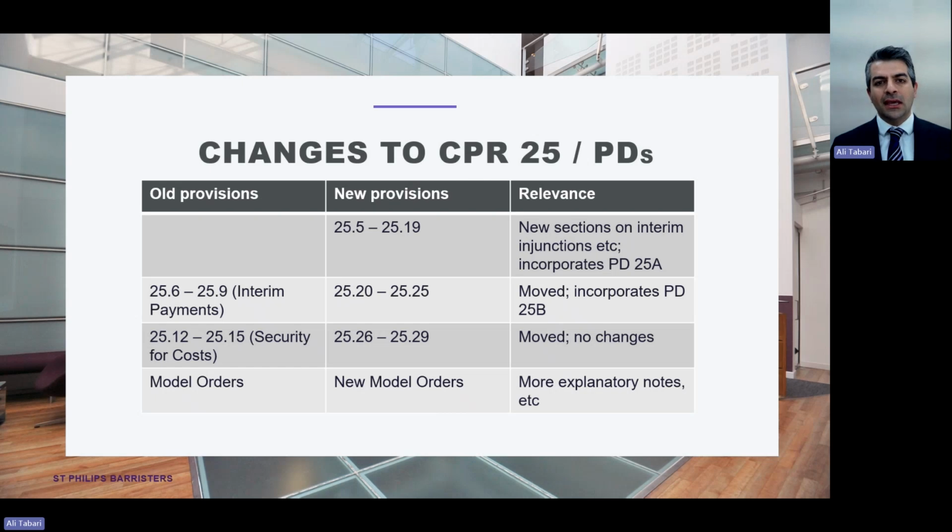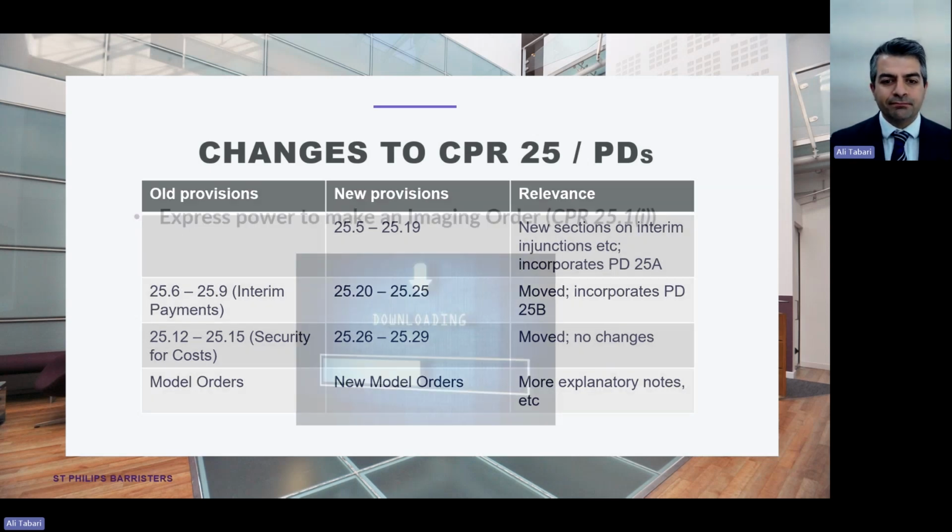And what's come in, from 25.5 to 25.19, is a whole bunch of new provisions on interim injunctions. And it incorporates practice direction A. And then, as you can see from the bottom, the model orders are replaced by the new model orders. And as I said before, we'll come on in just a few moments to a bit more detail about those.